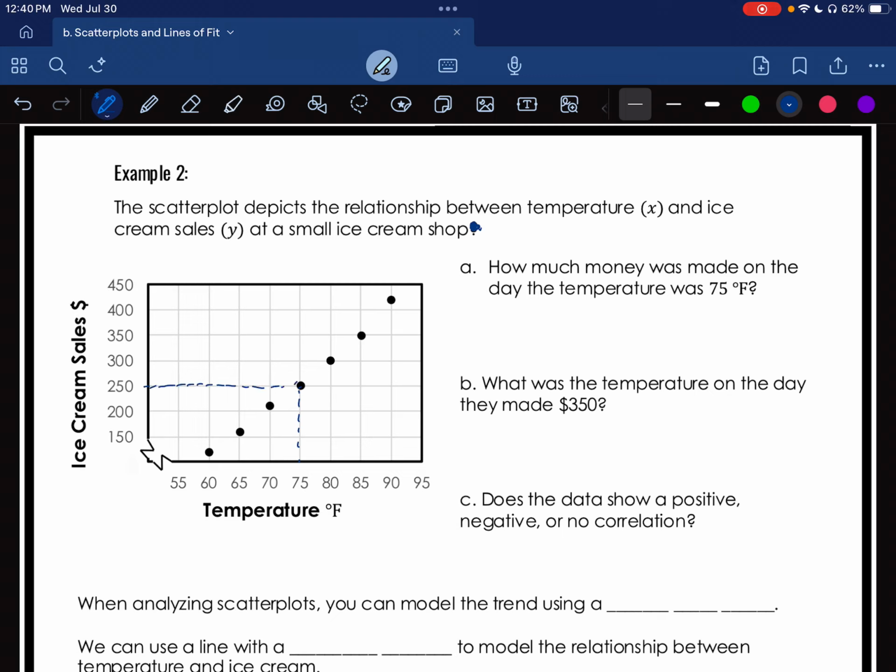All right, so does this data show a positive, negative, or no correlation? Well, as the temperature increases, what's happening to the ice cream sales? They're also going up. So that would be a positive correlation.